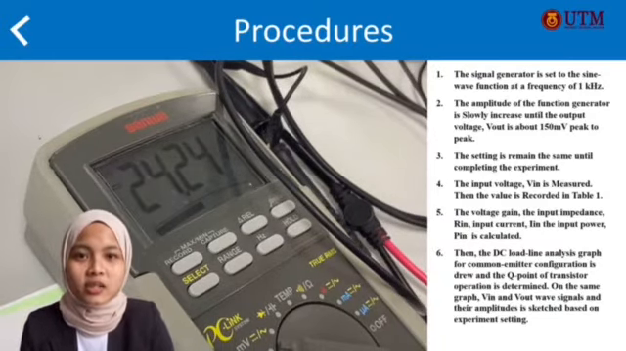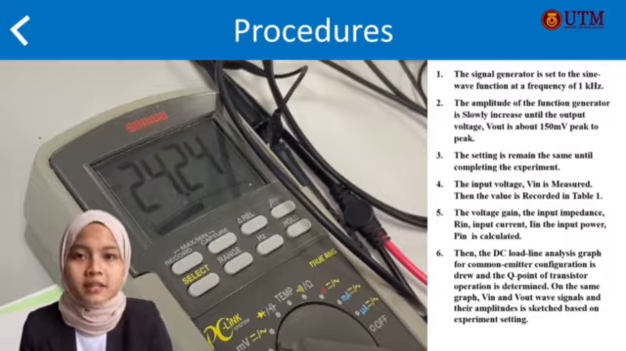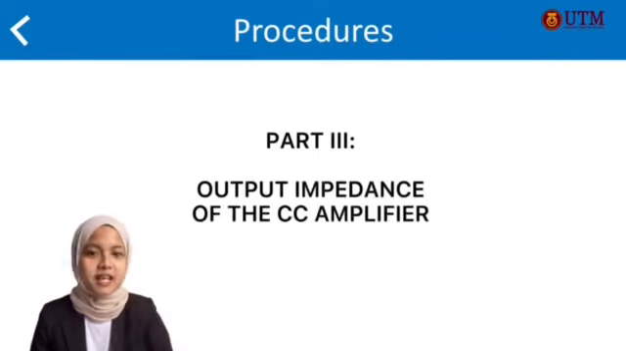Then the DC load line analysis graph for common emitter configuration is drawn, and the Q point of transistor operating is determined. On the same graph, Vin and Vout wave signal and their amplitudes are sketched based on the experiment setting. For part 3 of the experiments, we measure the output impedance of the CC amplifier.